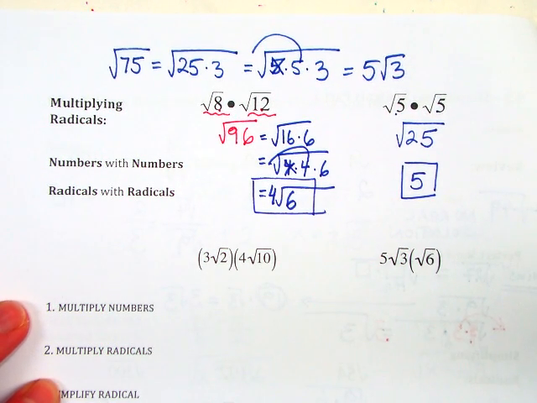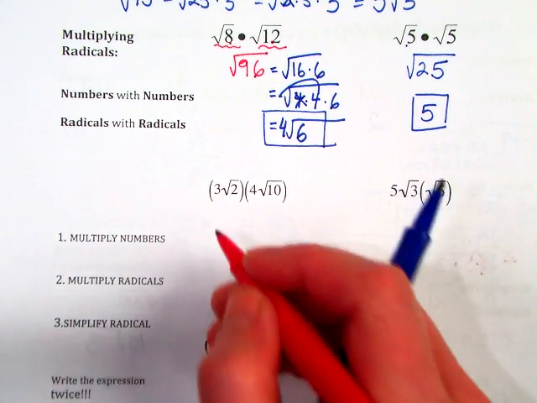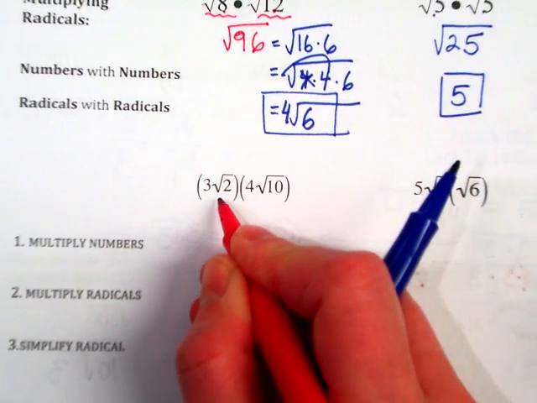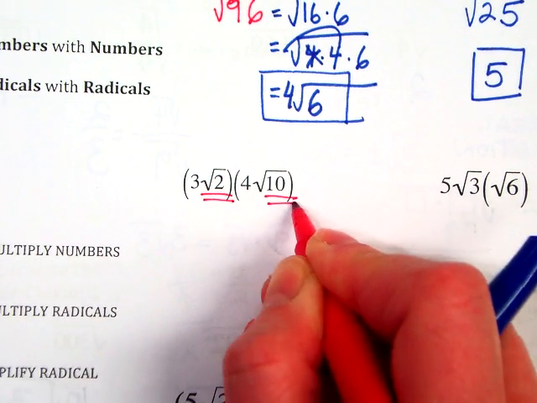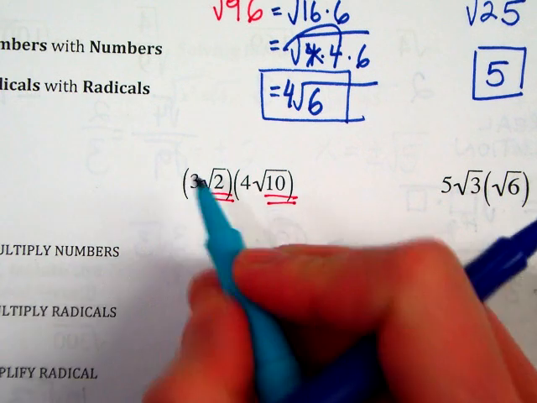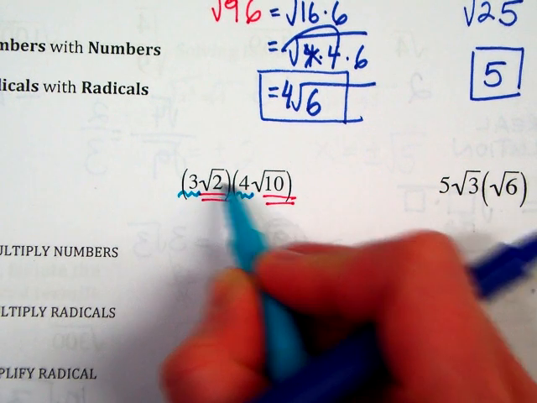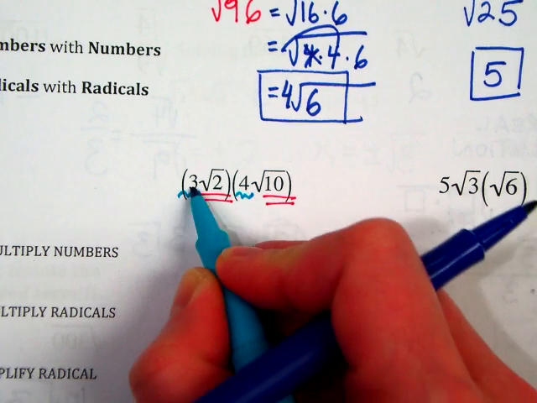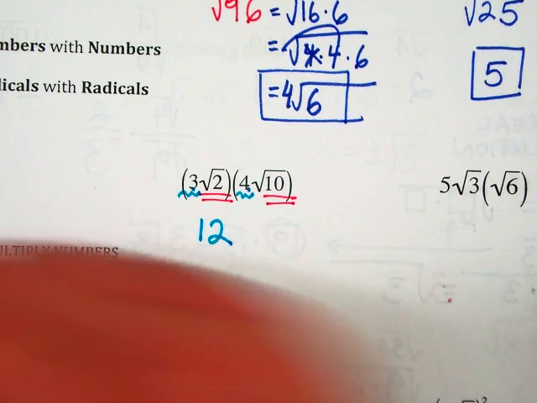The next example shows you how to do numbers with numbers, radicals with radicals. So for that one, square root of 2 and square root of 10 are going to get multiplied together. And the numbers that I'm talking about, it's this. This is like my free people, and that's like my prisoners, if you remember. So 3 times 4 is 12. 2 times 10 is 20.